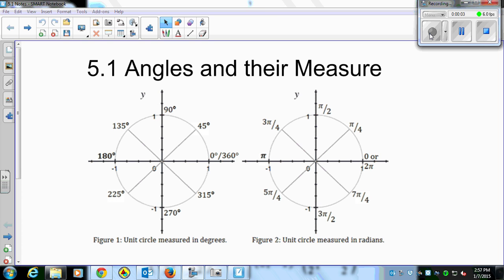All right, College Trade, here's our first installment of our take-home notes. 5.1, angles and their measures.